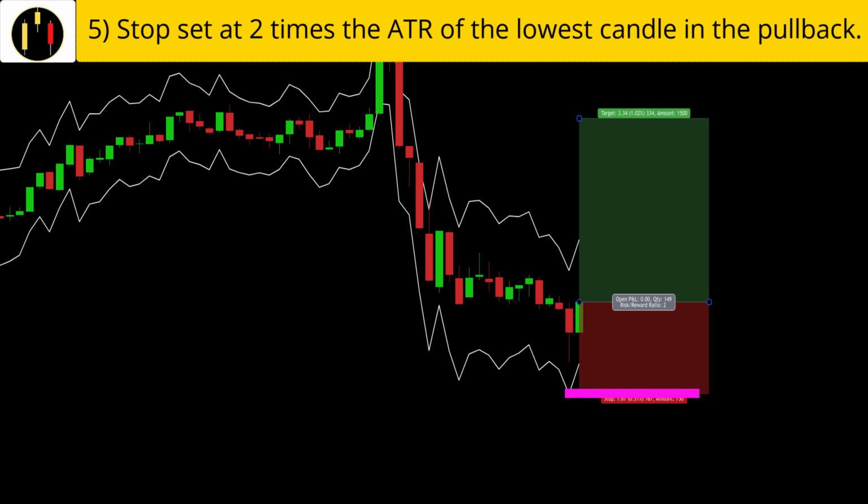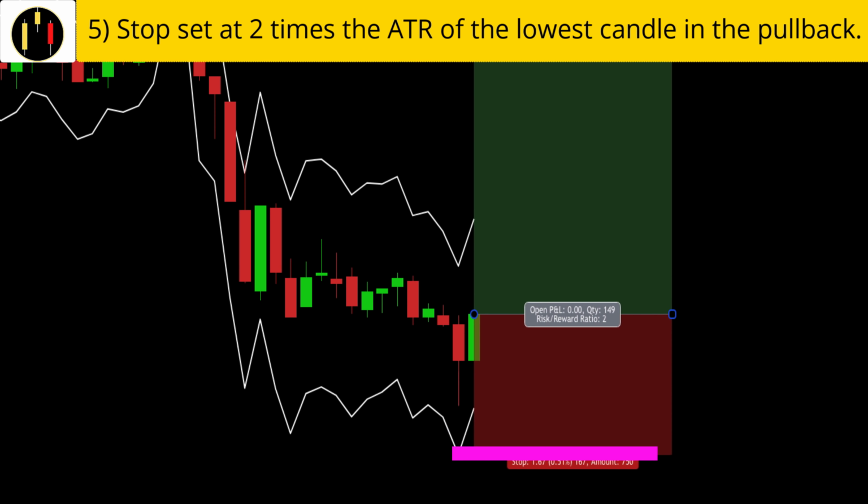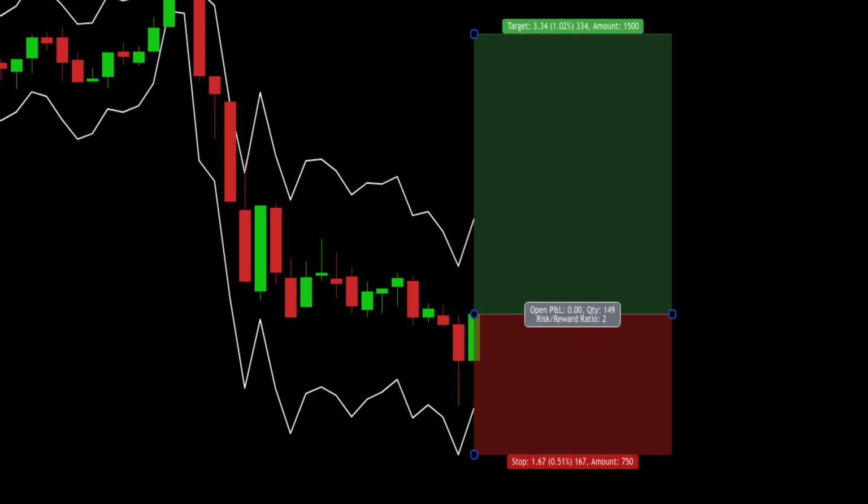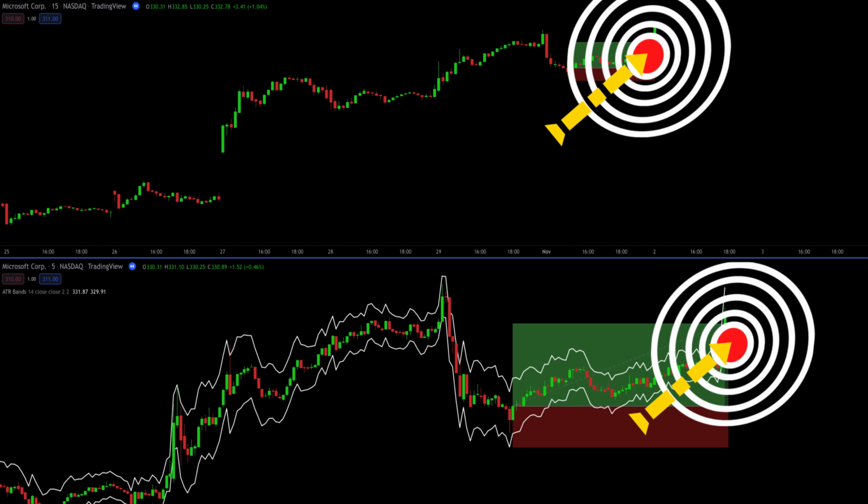We place our stop at 2 times the ATR at the lowest level of the pullback and target 2 times risk. And this example continues the trend and hits the target.